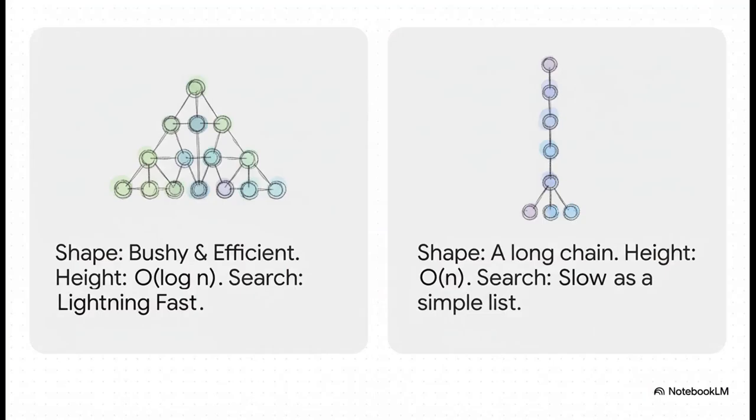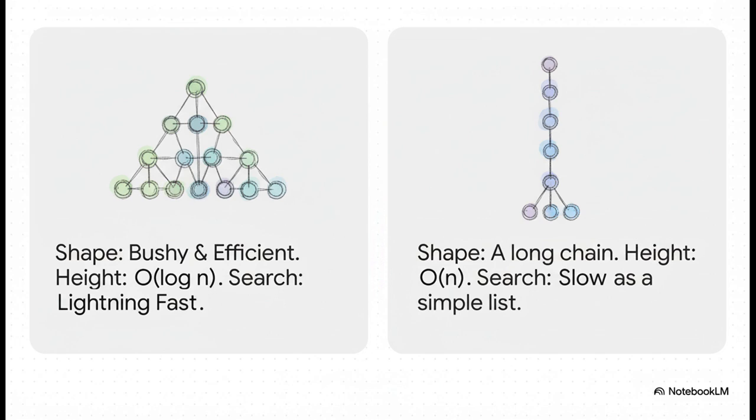And yeah, this slide just lays out the disaster for us. On the left, you've got a healthy, balanced tree. It's bushy, it's short, and searching is incredibly fast. We call this logarithmic time, which basically means you can make the tree 1,000,000 times bigger, and it only takes a few extra steps to find something. But on the right, you get this pathetic, lopsided chain.